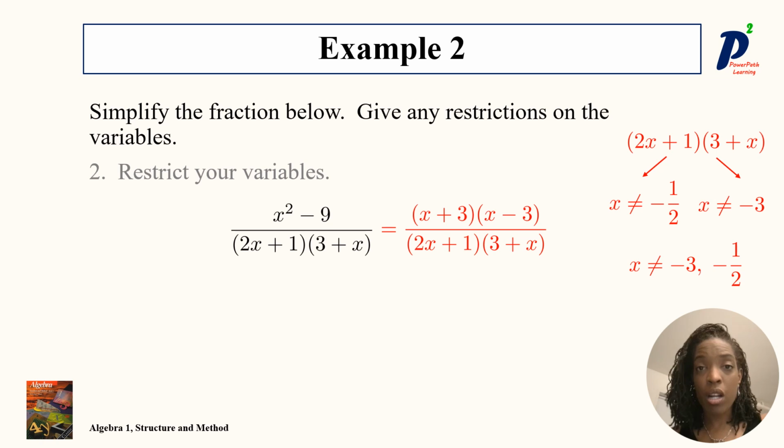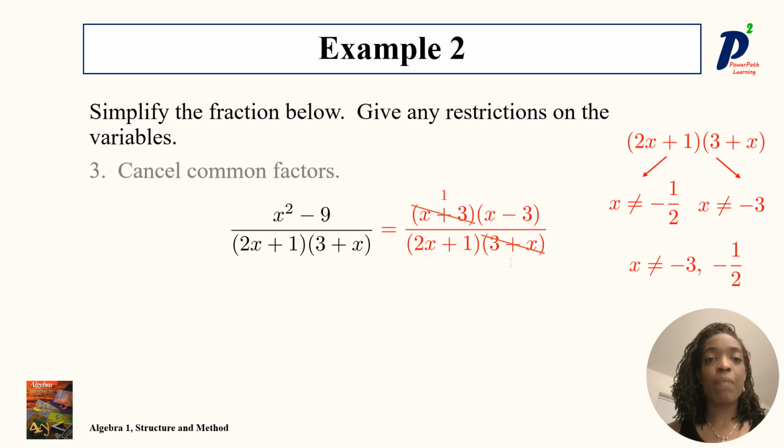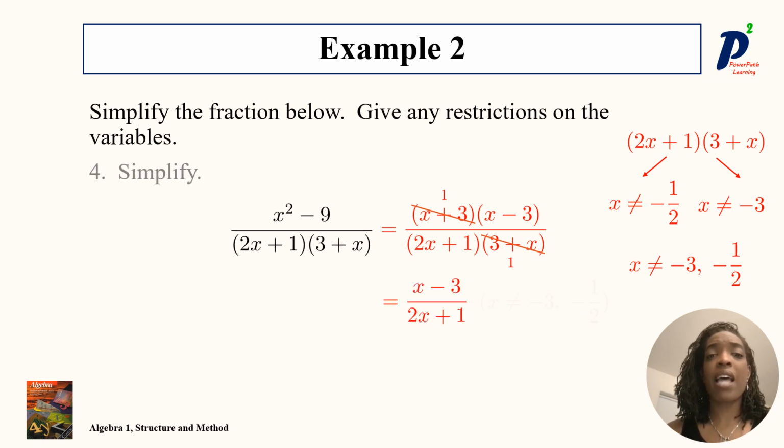Now we have our restriction on our domain, so we can cancel any common factors. x plus 3 and 3 plus x are the same, so we cancel and leave 1. That leaves us with x minus 3 over 2x plus 1, and we keep our domain restriction there. We're boxed and ready to move on.